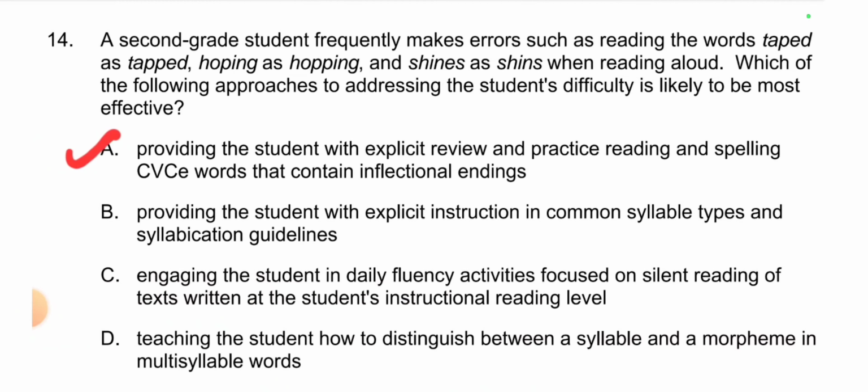Question number 14. A second grade student frequently makes errors such as reading the words tapped, hoping as hopping, and shines, which one reads aloud. Which of the following approaches to addressing the student's difficulty is likely to be most effective? Answer is providing the student with explicit review and practice reading and spelling CVC words that contain inflectional endings.